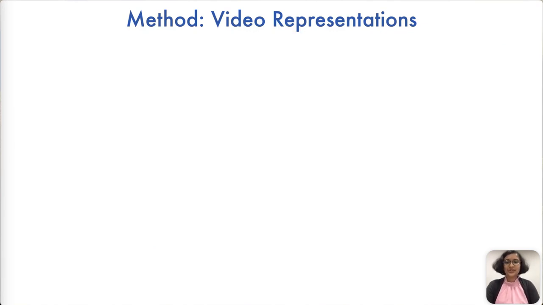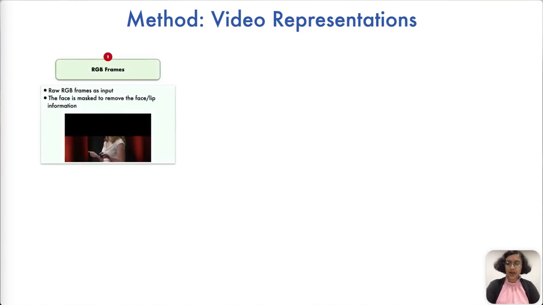We now move on to the major modules involved in our architecture, starting with the video representations. The first one is the raw RGB frames. An important aspect here to note is that of the face masking. Since we do not want to consider any information about faces and rely entirely on gestures, we mask the face region in the input frames.